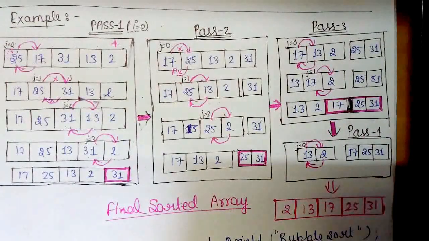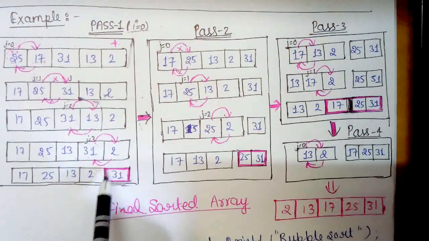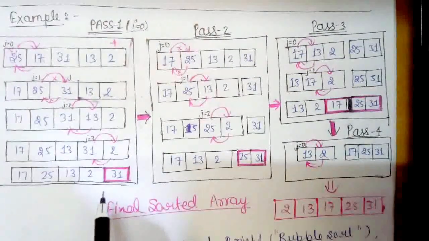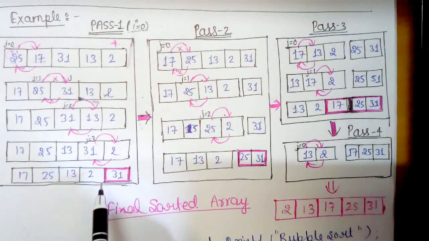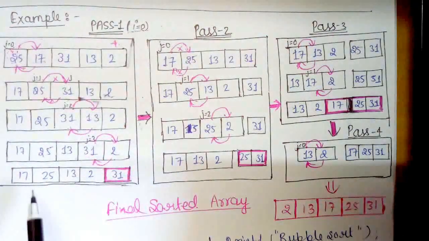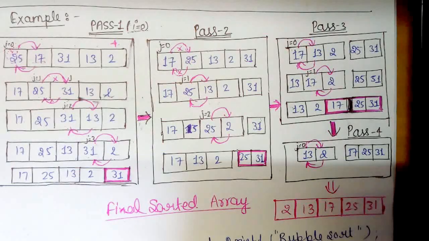I will tell you a small trick. We have various sorting algorithms like bubble sort, selection sort, insertion sort. Bubble sort's name starts with B and selection sort's name starts with S. As bubble sort starts with B, it always sorts the biggest element at the end of pass 1. But selection sort will always sort the smallest element at the end of pass 1, because selection sort starts with S.